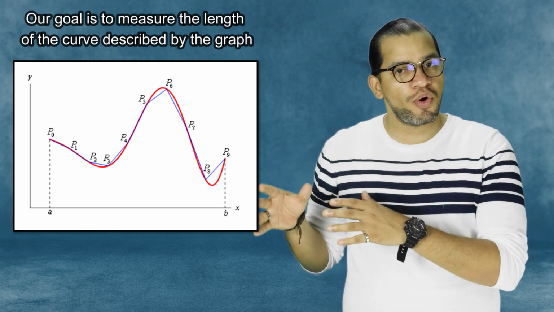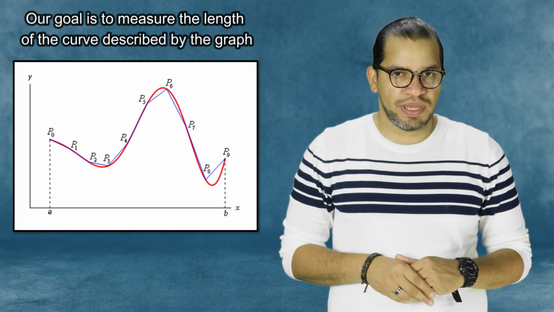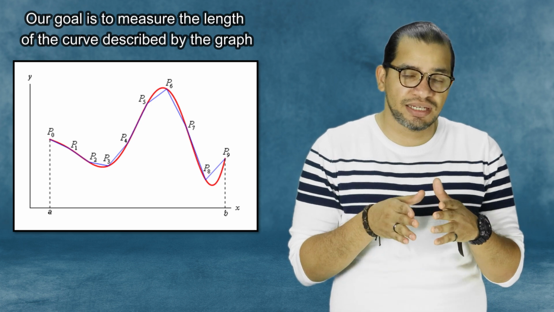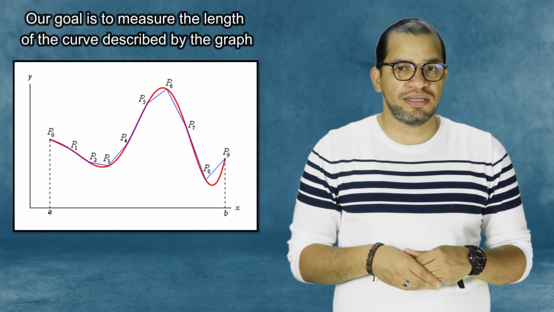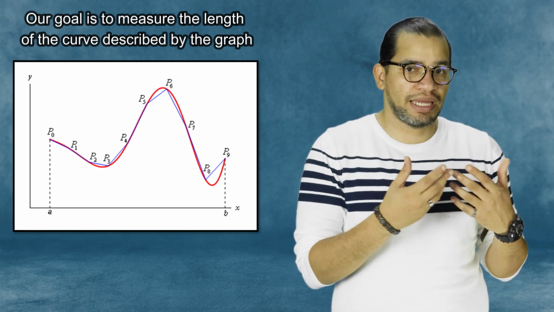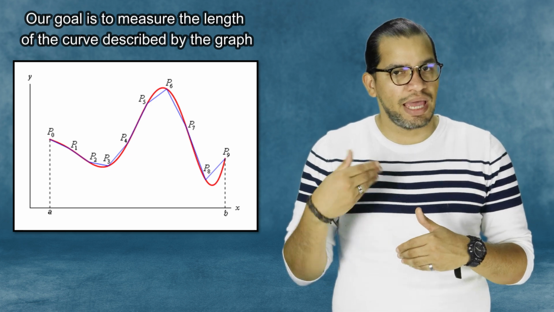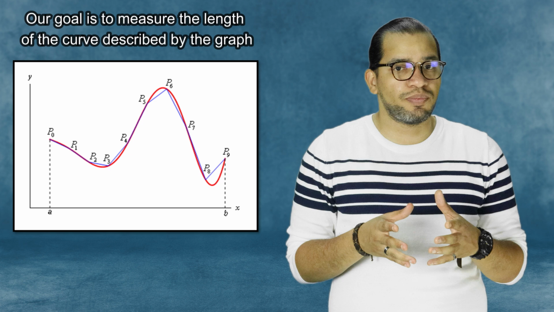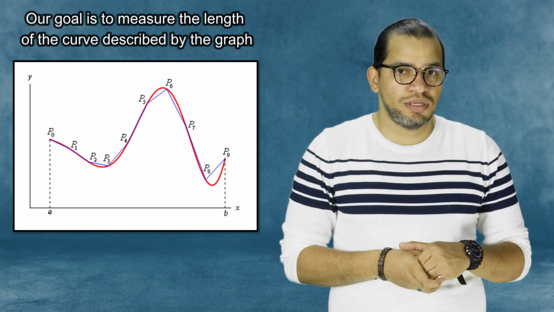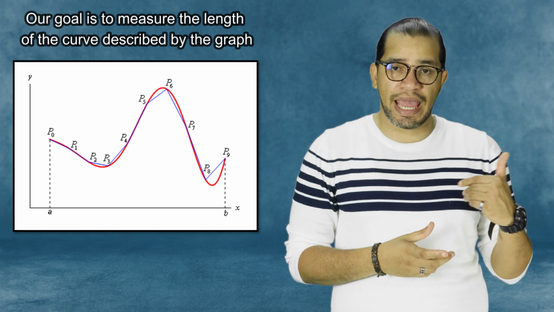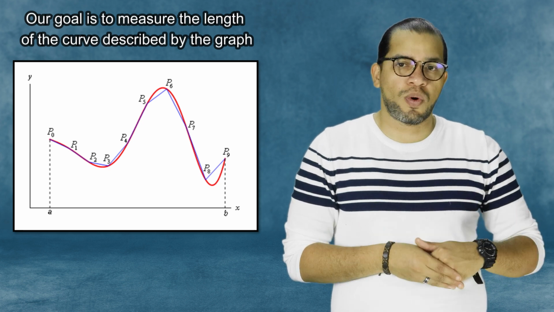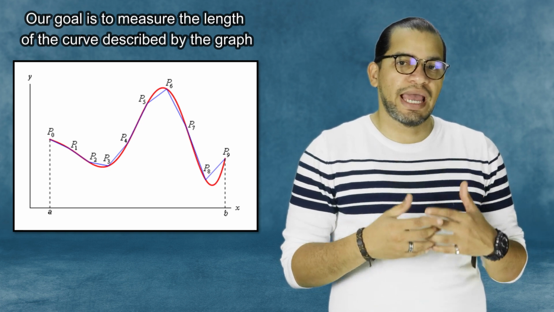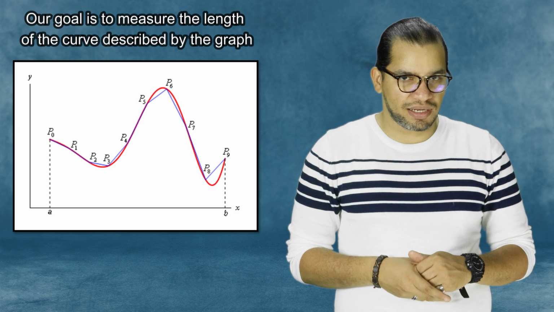The way that we are going to measure the length of that curve is by taking some points on the x-axis in the interval [a, b]. Let's say a being the initial point, x1, x2, and so on until xn, the final point, being equal to b. And we will consider the points (a, f of a), (x1, f of x1), and so on until the point (xn, f of xn).